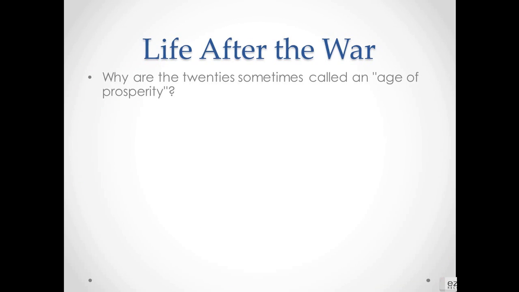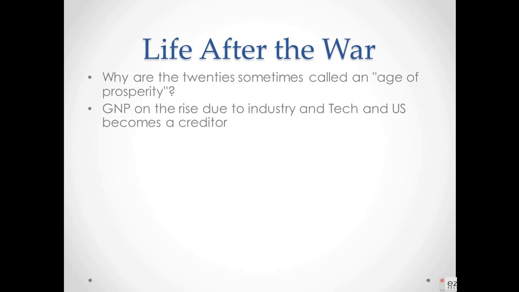After the war, we get into this great era called the Roaring Twenties. Why are the 20s sometimes called an age of prosperity? Well, gross national product went up. We were very prosperous. We had to help rebuild Europe, and so we sold them tons of stuff, and it made us fairly rich. Industry and technology, and the U.S. becomes a creditor nation. We end up giving out loans to a number of these countries rather than borrowing money from countries. So that's how we end up making quite a bit of money during the 20s.